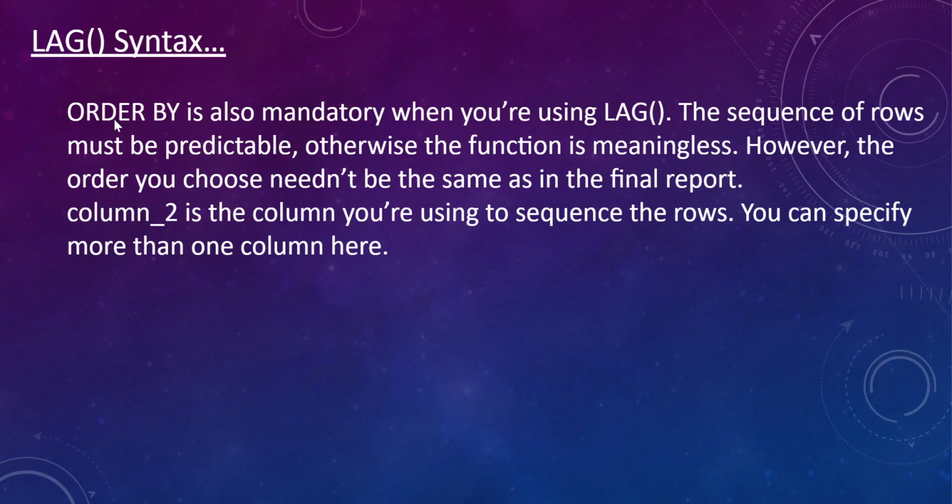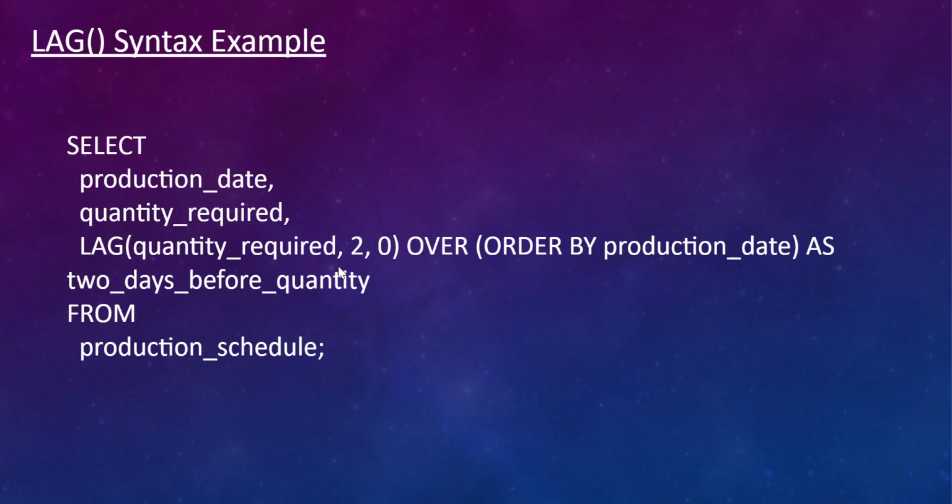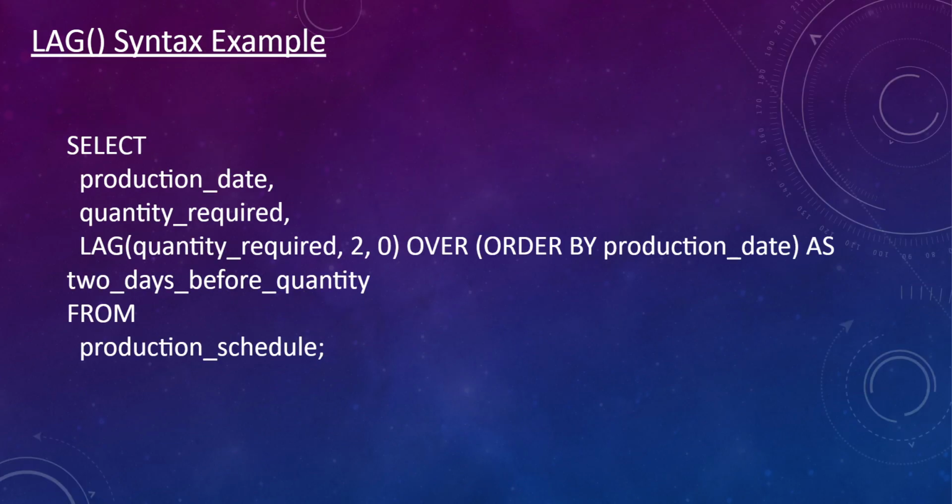And order by, as I mentioned, is mandatory when we are using the lag or even the lead function. The sequence of rows must be predictable, otherwise the function is meaningless, of course. However, the order you choose need not be the same in the final report. Column 2, as I mentioned, is the column you are using to sequence the rows. You can specify more than one column also. So this is about the lag syntax. Now see one example of lag.